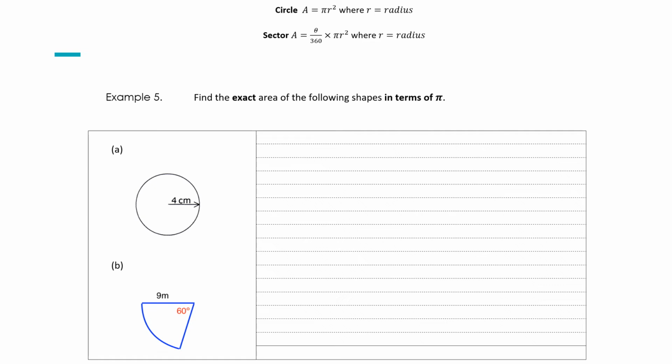So that means we don't want to round. So if it says exact, no rounding. So if you've got a square root or you've got pi, you leave it as a square root or you leave it in terms of pi so that we don't have to round anything.